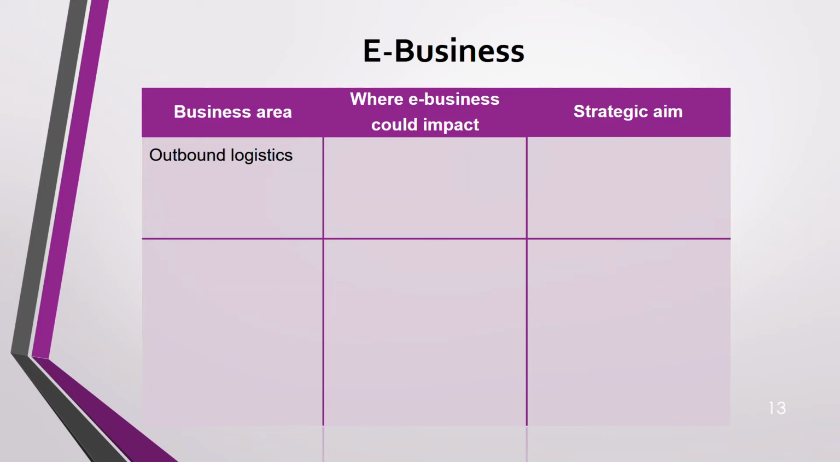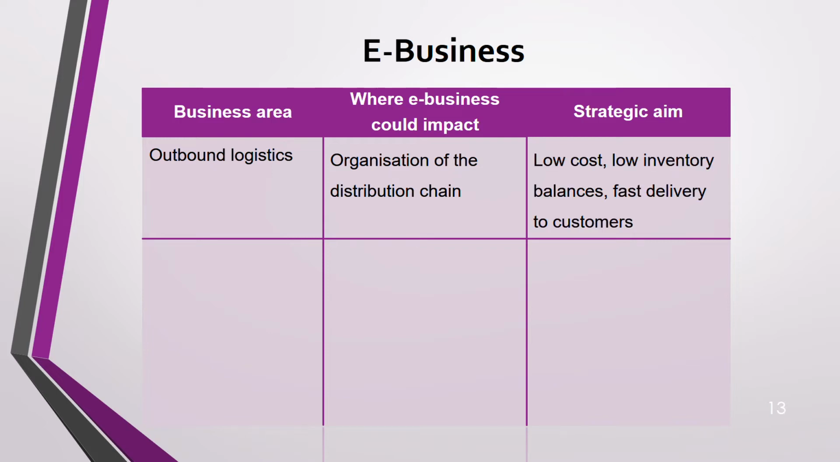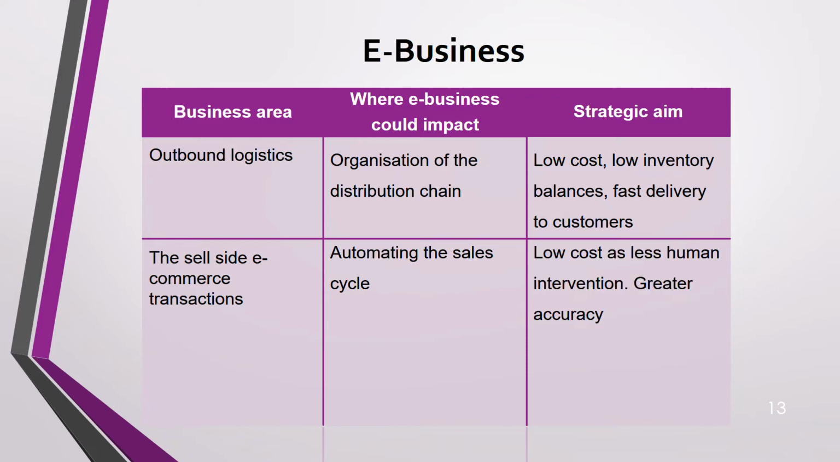Same for the other side also, outbound logistics. This is the organization of the distribution chain, that means your distributor's chain. Here also same: low cost, low balance, fast delivery to the customer. And the sales side, e-commerce transactions, automating the sales cycle. So here also same, low cost as less intervention and greater accuracy also.